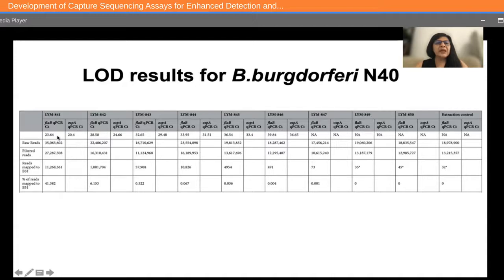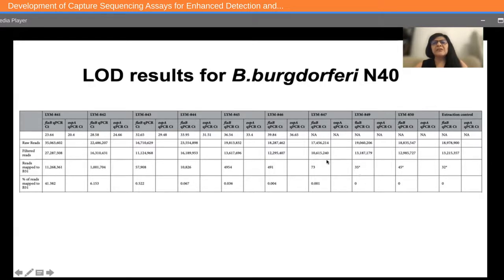We can see that as the qPCR values are increasing, we are still able to detect Borrelia burgdorferi reads at a qPCR value of 39.84, and even with one smaller dilution, we are able to detect Borrelia correctly. And for these particular dilutions, these are reads mapped to ribosomal RNA, so these are not the Borrelia reads.